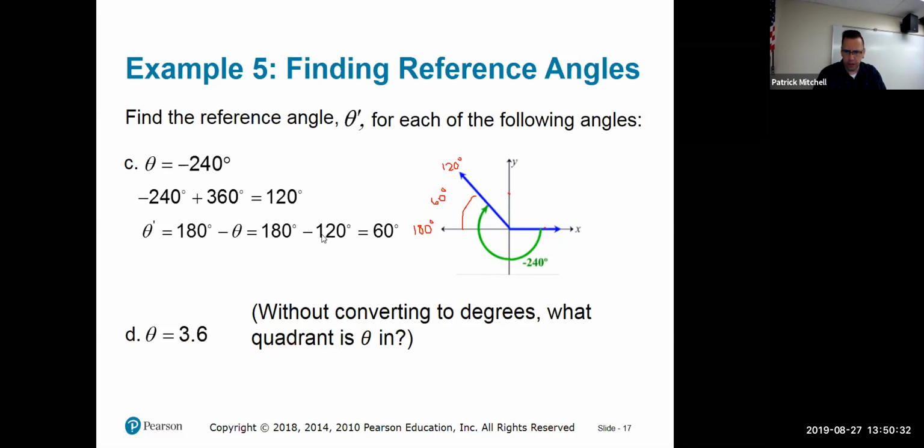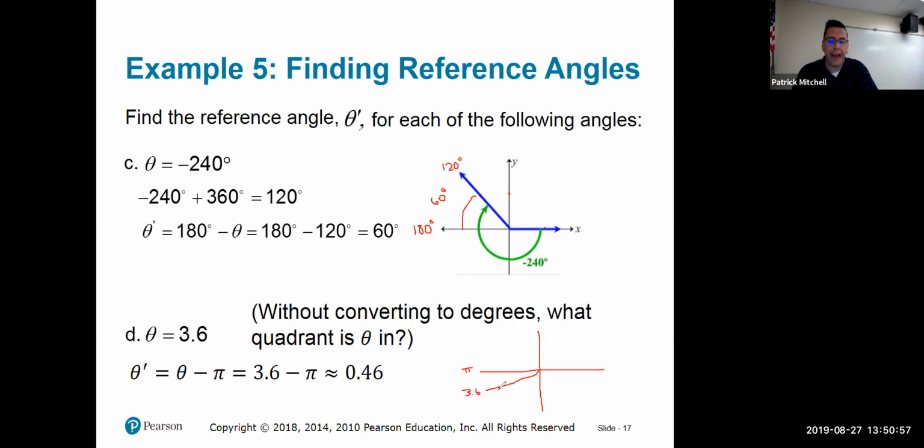Do I have a picture for this? I can't remember. I don't. So let me scribble one real quick. So that means 3.6 radians is somewhere in here. And here's pi radians. So my angle is in quadrant 3, and that means the way that I find the reference angle is by subtracting pi. So I have two things here. I have the exact value, which would just be 3.6 minus pi, and you could leave it like that. Or if you want the approximate value, it would be about 0.46.